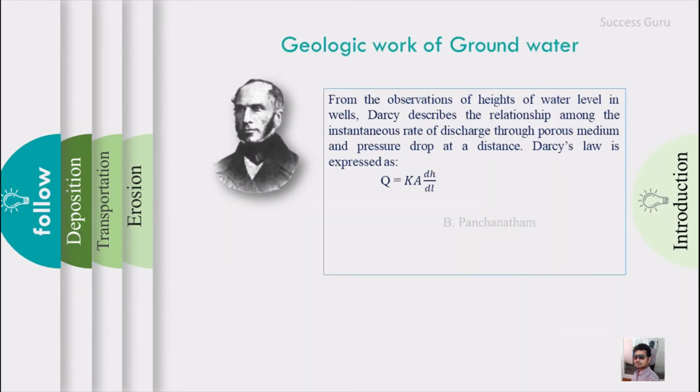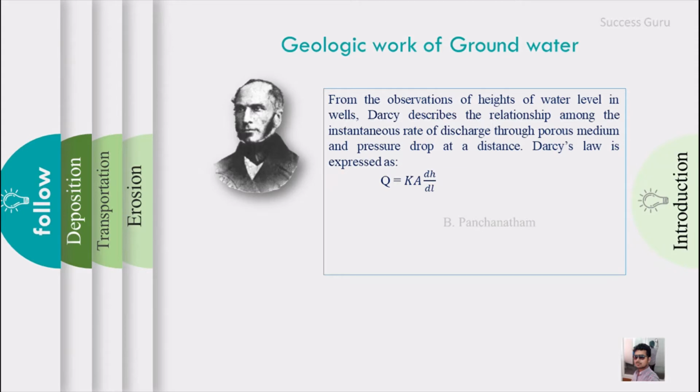So here is the person who measured the movement speed, and he expressed the factors that control the movement of water, and he is Mr. Darcy. From the observation of height of water level in a well, Darcy describes the relationship among the instantaneous rate of discharge through porous medium and pressure drop at a distance.